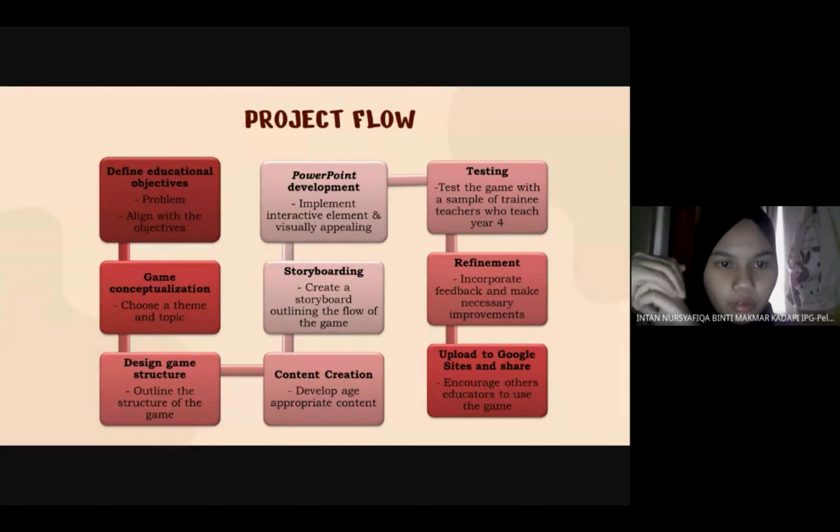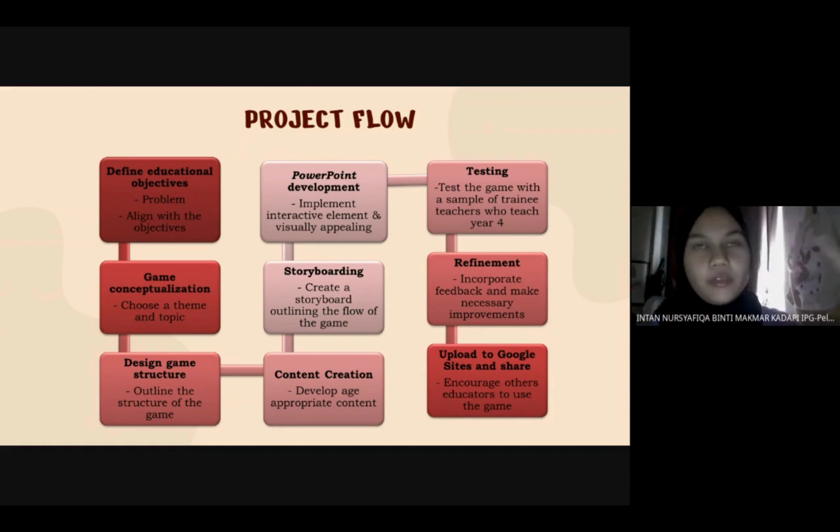And the next one is PowerPoint development. In the game, we implement interactive elements that are also visually appealing for Year 4 pupils. For the interactive elements, we use hyperlinks, coding, and also animation and transitions. And the next one is testing.